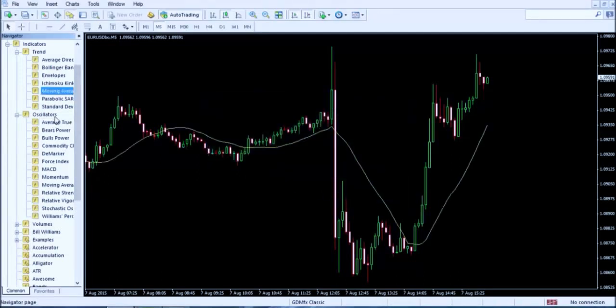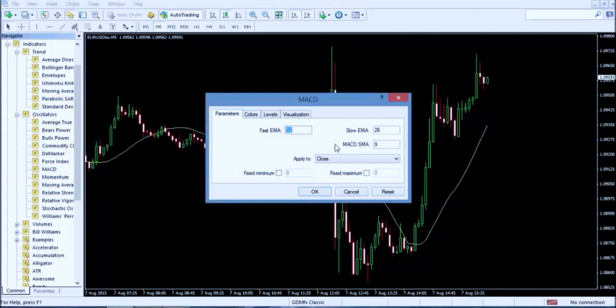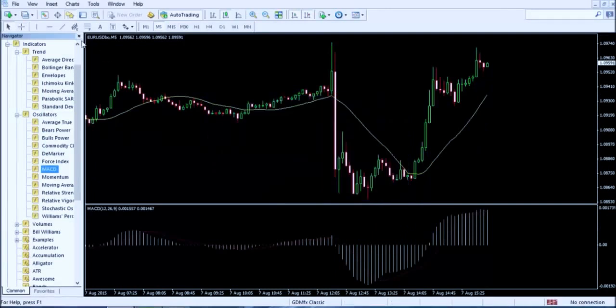The next indicator that we will be loading is the MACD, and you'll find that under oscillators. We'll double click on MACD, and the MACD settings will be the default settings of 12, 26, 9, and apply to close. We'll click on OK.